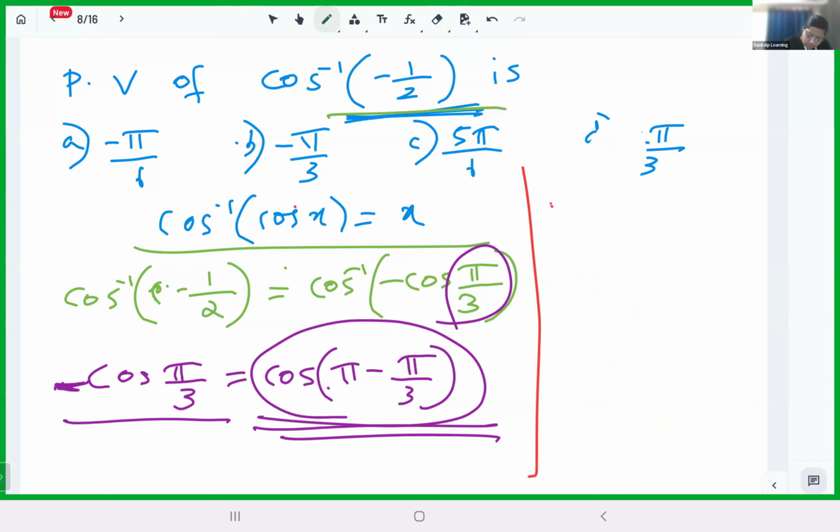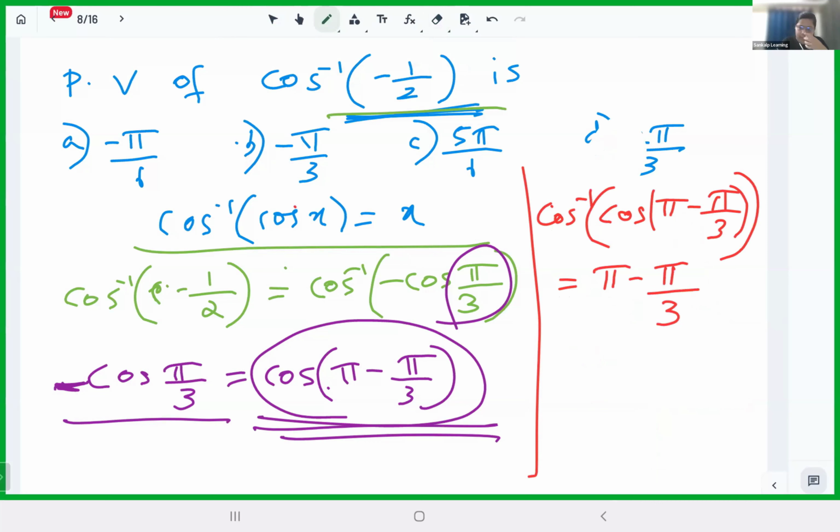That is cos inverse of this, minus cos pi by 3. I'm going to write this one as cos of pi minus pi by 3. Now it has become in the form of cos inverse of cos x, that is equal to x, isn't it? So here in the place of x, it is pi minus pi by 3. What is pi minus pi by 3? It is nothing but 3 pi minus pi by 3, that is equal to 2 pi by 3.